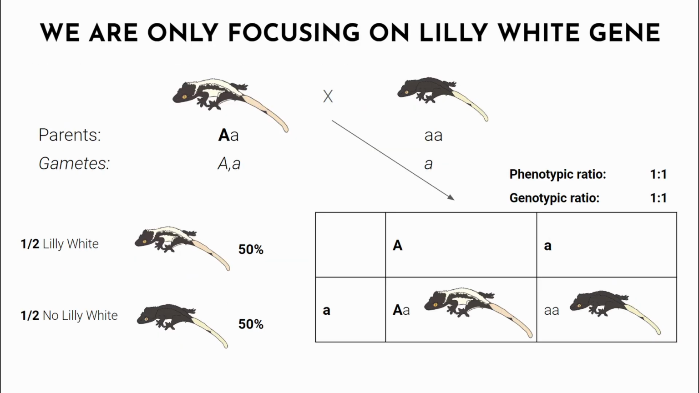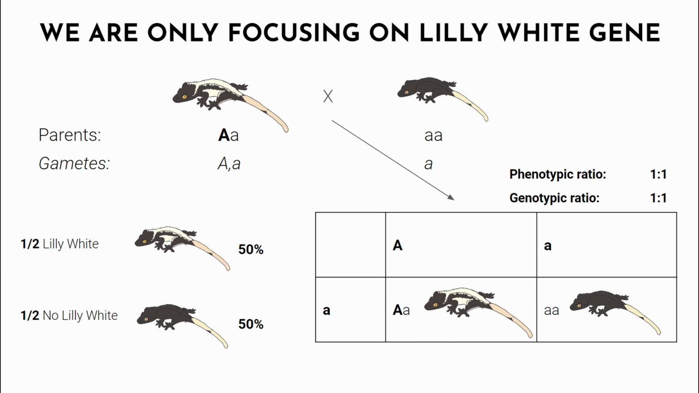When we breed a heterozygous, meaning that it carries and shows the mutation, to a homozygous recessive, meaning that it does not carry the mutation, we're going to have half of the kids with the mutation and half of the kids without the mutation. So big A small a is going to be our lily whites, and small a small a are going to be not lily white.